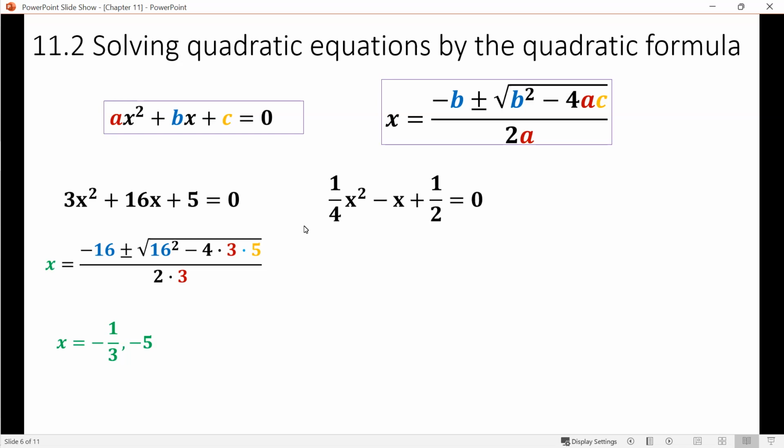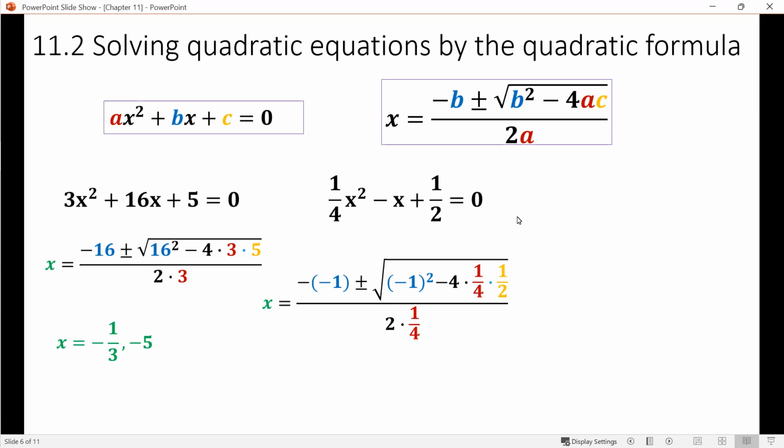Let's do another example. These coefficients are a little trickier because they are fractional coefficients, but we are still in our standard form, right? Everything's set equal to 0. So our a is going to be 1/4, our b is -1, and our c is 1/2. So we'll plug all that into our equation.